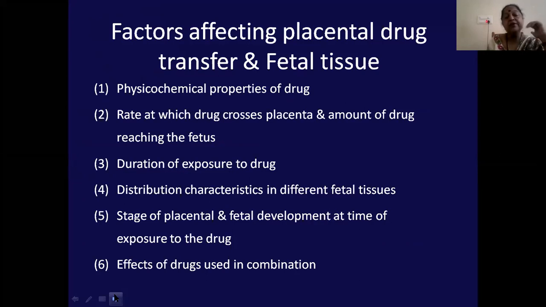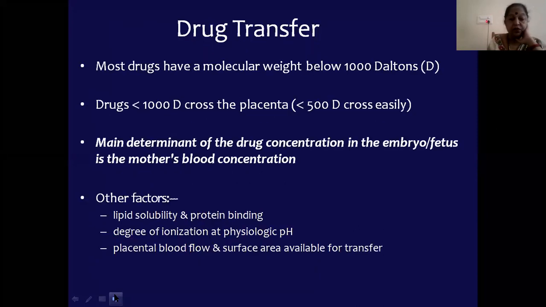The rate at which the drug crosses the placenta and the amount of drug which is reaching the fetus always depends on the duration of exposure of the drug, distribution characteristics in different fetal tissue, and the stage of the placental and fetal development at the time of exposure of the drugs, and all effects of drugs used in combination. We always think of a placental barrier, but it all depends on the drug's molecular weight. If the drug's molecular weight is below 1000 daltons, it easily crosses the placenta.